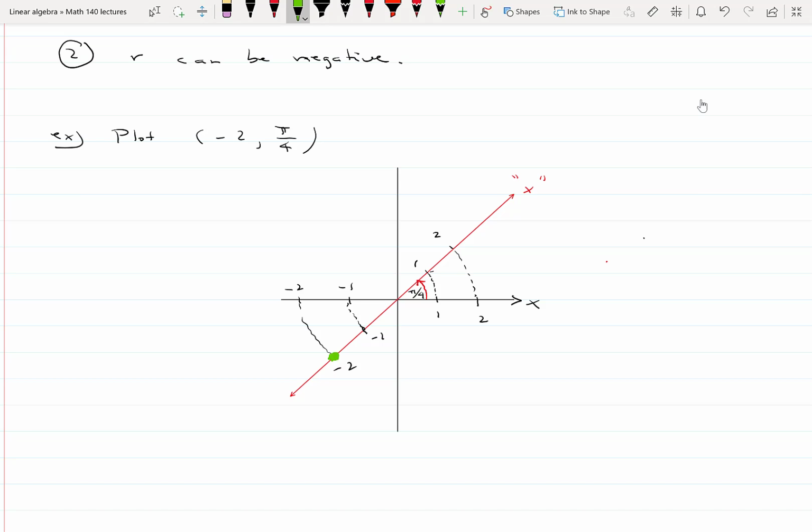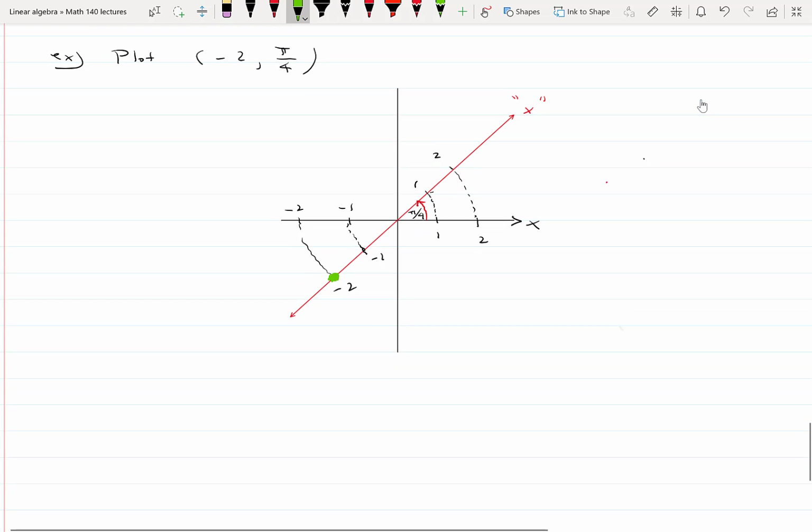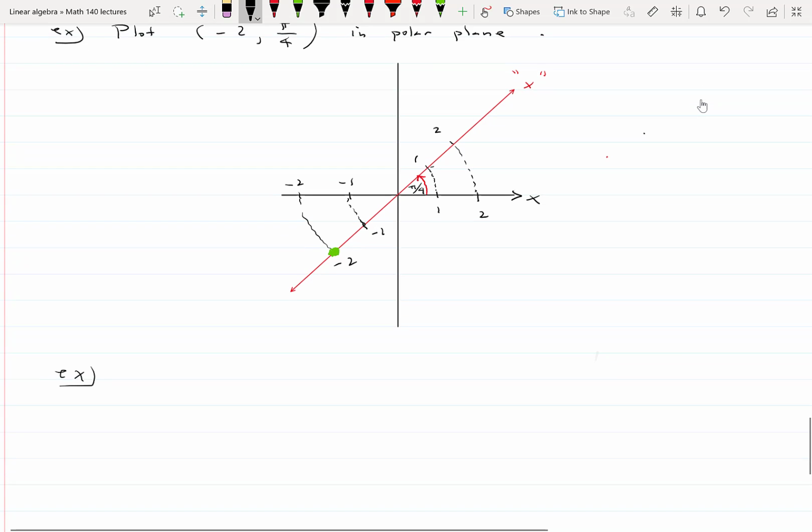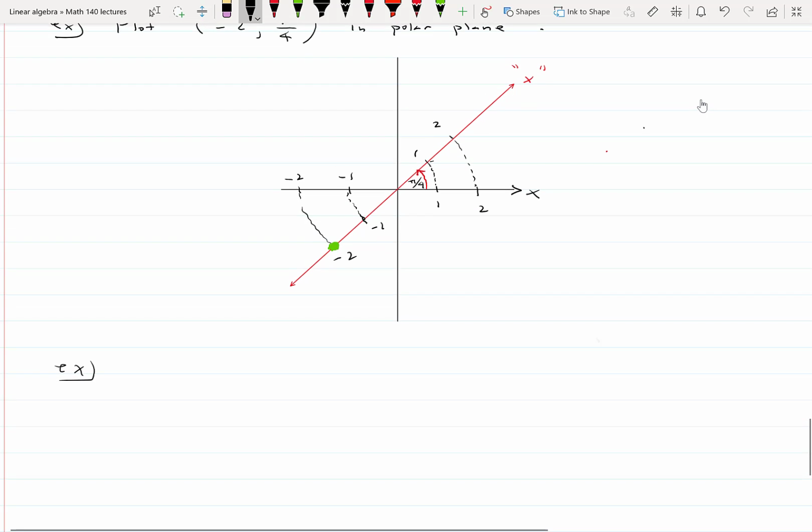Okay, and this is a little unsettling for students because we're not used to having r negative. Well, it's just fine. There's nothing wrong with r being negative. I should have said in my example in the polar plane, because if I just say plot that point, you have to ask in the context of this section, is it the rectangular plane or polar plane? You can have x values being pi over 4, y values being pi over 4, and so forth. So I'll be more careful with that.